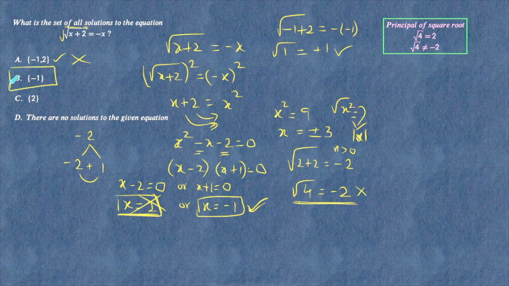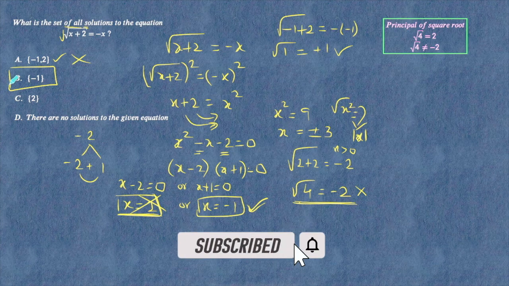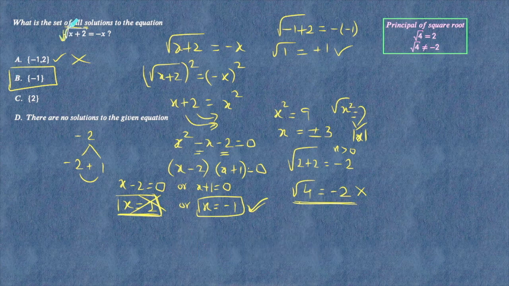So that's why I said this is a tricky problem and you have to be very careful, and you need to know the concept called principal square root when solving a problem which has this radical symbol, square root. That's how we solve this problem.